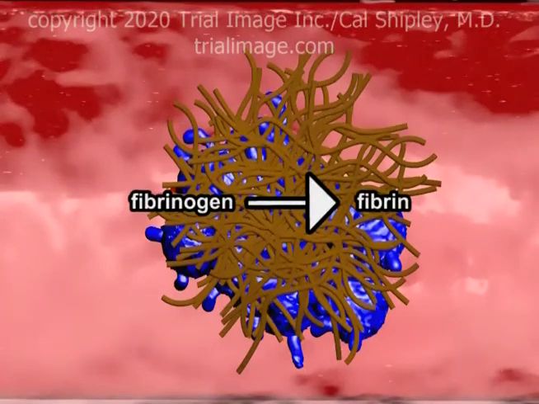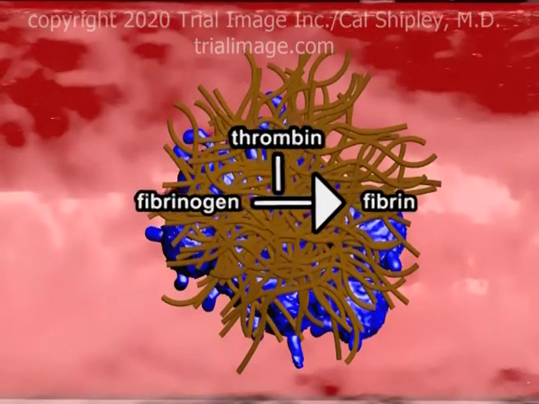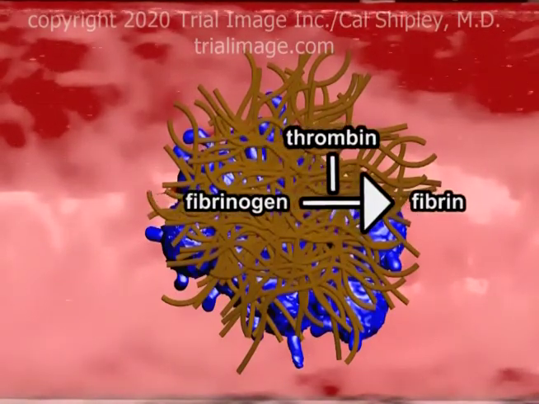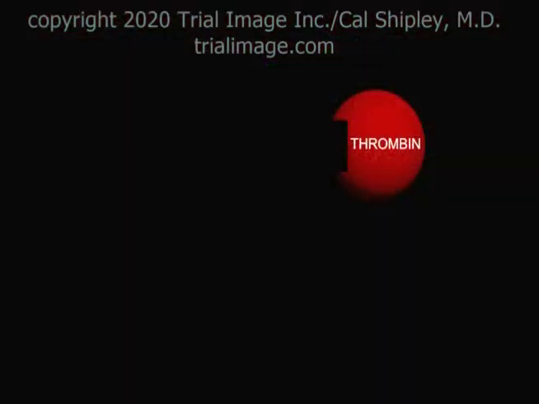The conversion of fibrinogen into fibrin is facilitated by the enzyme thrombin. One step earlier in the sequence, factor Xa interacts with prothrombin to produce thrombin. It is on these components of the clotting cascade that heparin works to inhibit coagulation. Unfractionated and low molecular weight heparin differ in their actions on the coagulation cascade.